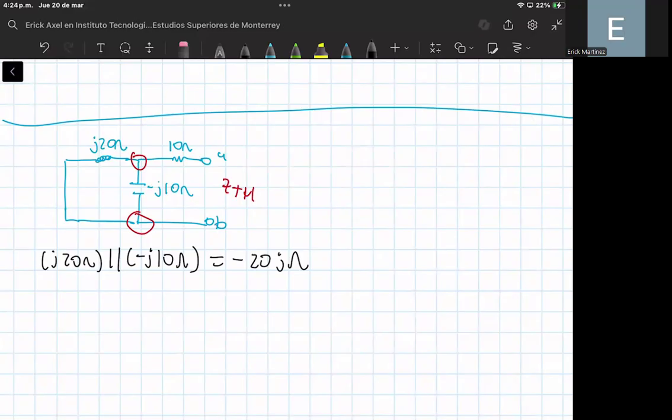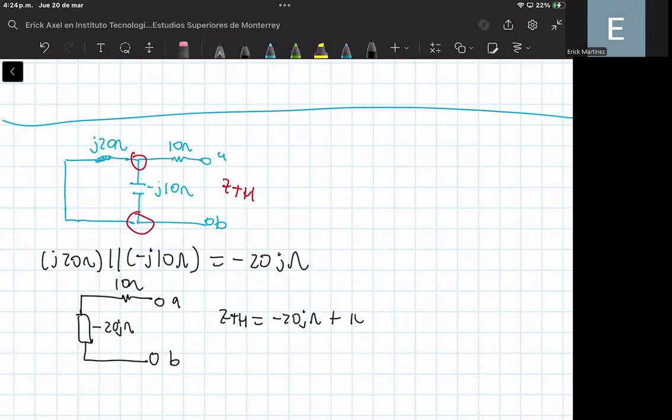And well, we have the equivalent circuit that we have here the equivalent impedance between the parallel between these two elements. Here we have the 10 ohm resistor. The impedance of this element is minus 20 J ohms. And here we have the terminals A and B. And we can say that the equivalent impedance is equal to minus 20 J ohms plus 10 ohms. And well, this is the Thevenin impedance.